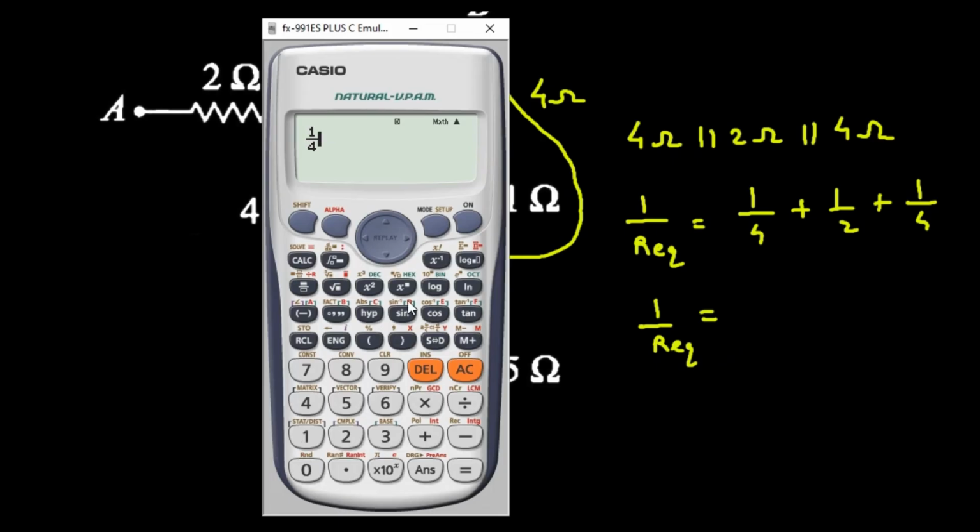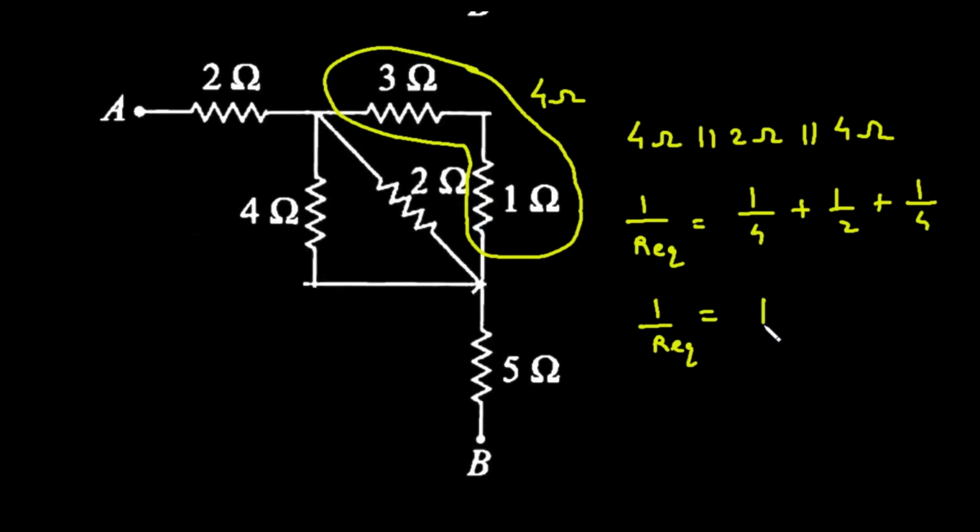So therefore 1 upon Req is equal to, if we solve this, 1 upon 4 plus 1 upon 2 plus 1 upon 4. So this will become 1. So it is simply 1. So here we can write Req is equal to 1 ohm, because if we take the reciprocal of this 1, it will be again 1 ohm.